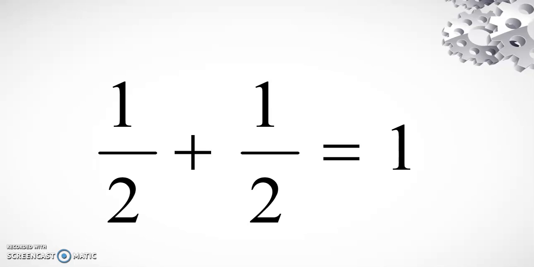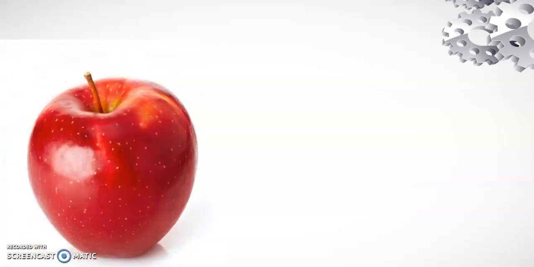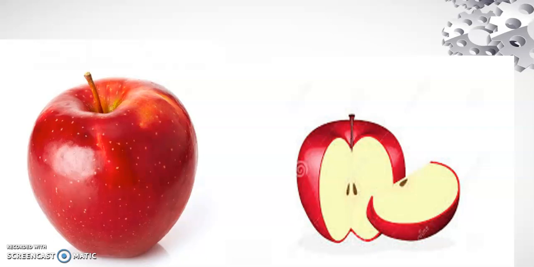Let me take another example. If you cut an apple and compare its parts with the whole apple, these parts are always smaller than the whole apple, isn't it? So the whole apple is always bigger than its parts, isn't it? You assume this. Simply you assume this, but you can't prove this statement.